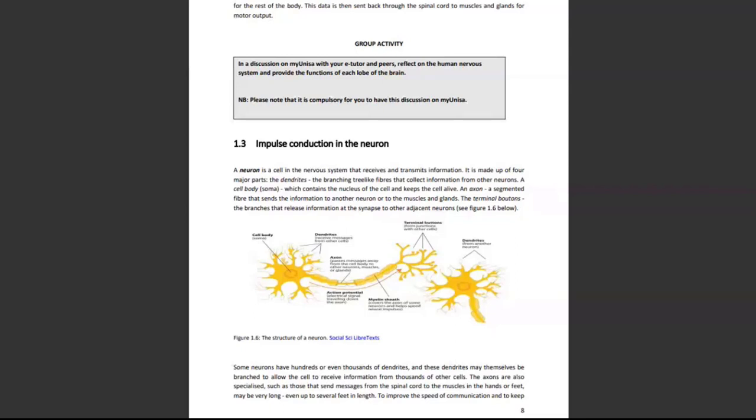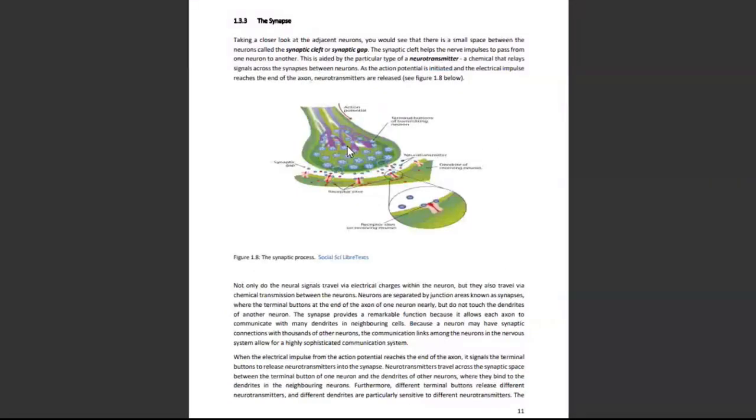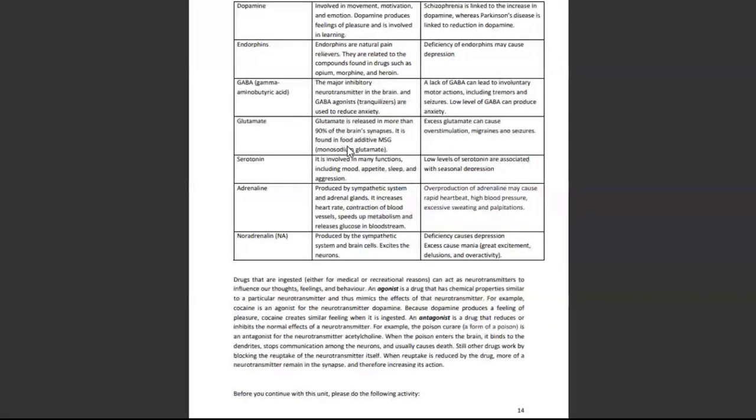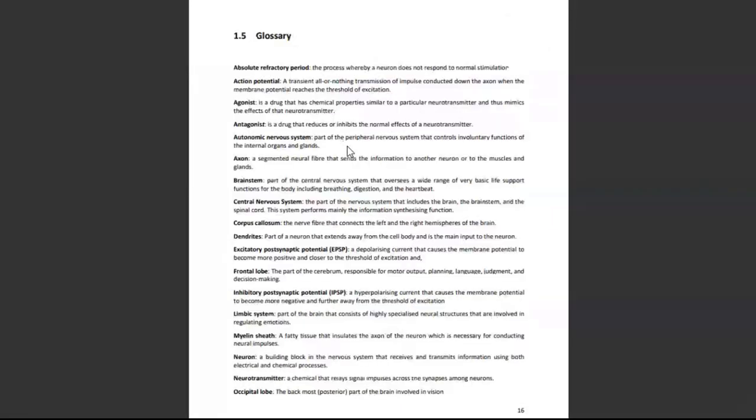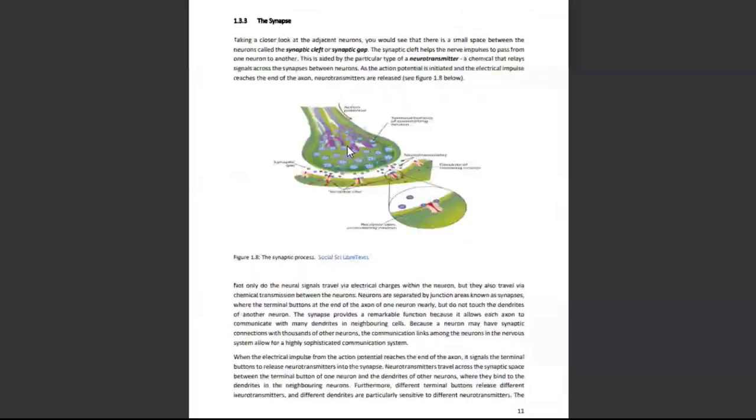But before we continue, again, I don't want to confuse you. Does the information make sense? Let's check what you are left with: impulse conduction in the neuron, action potential, the soma. Yes, we'll do these ones next week. If I continue, I will confuse you much.